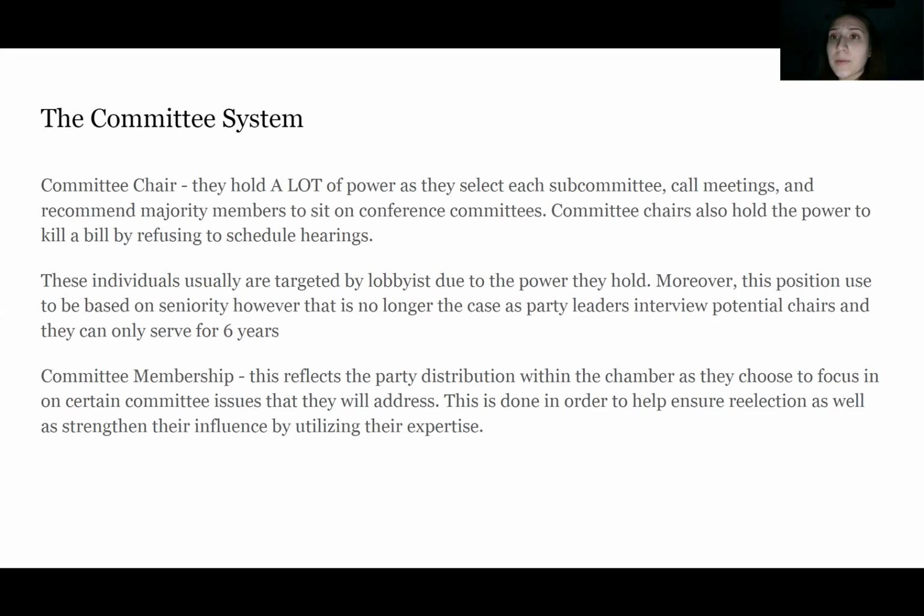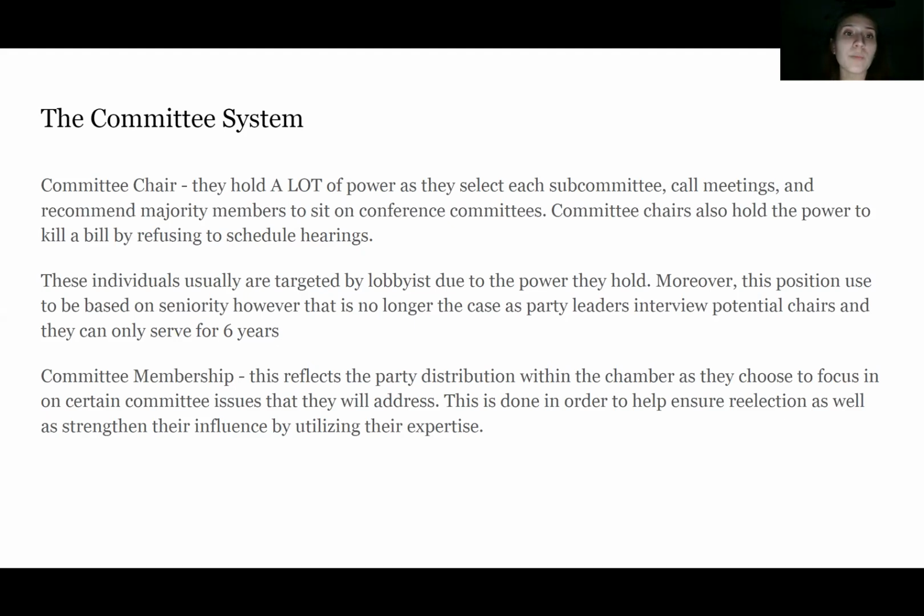They select subcommittees. So within the committees that address certain issues, there might be subcommittees that focus in on research and how can legislation become passed within that committee. So they select the subcommittees, they call the meetings, and they recommend majority leaders to be able to sit in on conferences.